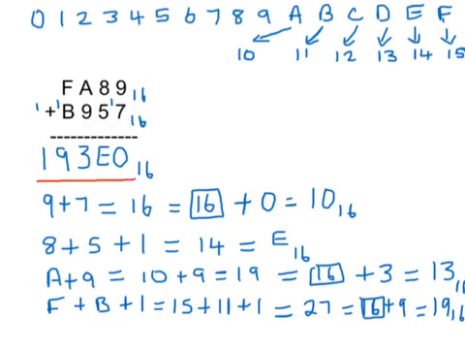Let me correct an addition error. 27 is actually equal to 16 plus 11. And 11 in hexadecimal is actually equal to the symbol B. So 27 in decimal is 1B base 16. So up here in the addition, the answer should read 1B3E0 base 16.